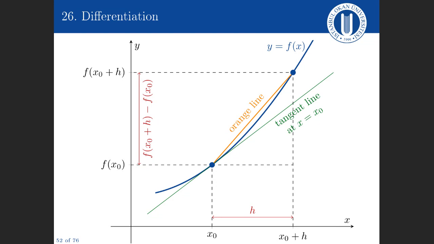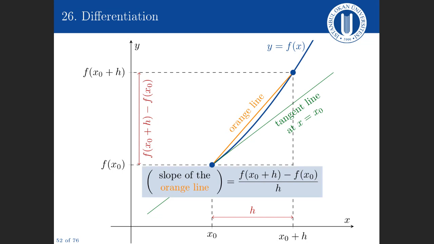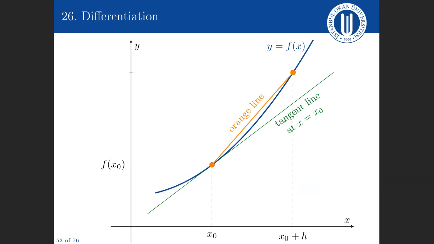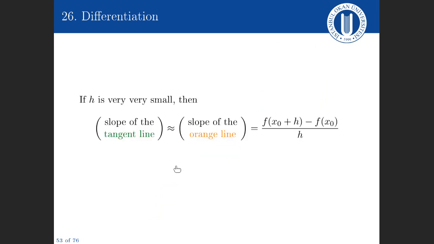So then we know the slope of the orange line. The slope of the orange line is the height of this triangle divided by the base of this triangle. Slope of the orange line must be f at x0 plus h minus f at x0, divided by h. But we don't want the slope of the orange line, we want the slope of the green line. Look what happens when we make h smaller. When we make h smaller, the orange line is getting closer and closer to the green line. If h is very, very small, we can say that the slope of the green line is almost the same as the slope of the orange line. We have a formula for the slope of the orange line.